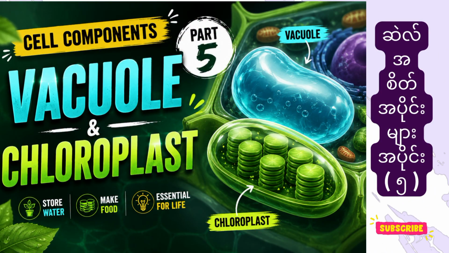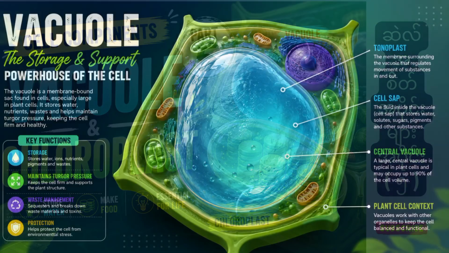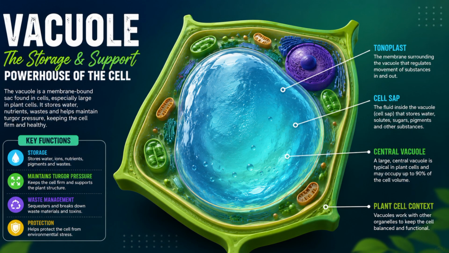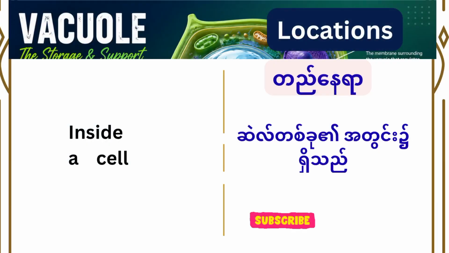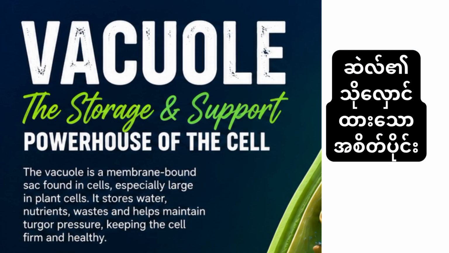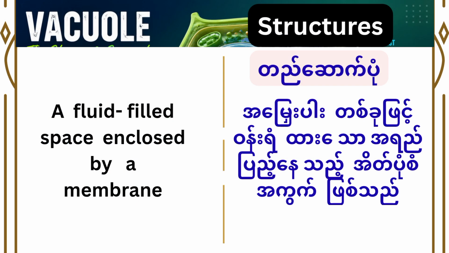Cell Components Part 5, Vacuole and Chloroplast. Vacuole, locations, inside a cell. Structures, a fluid-filled space enclosed by a membrane.